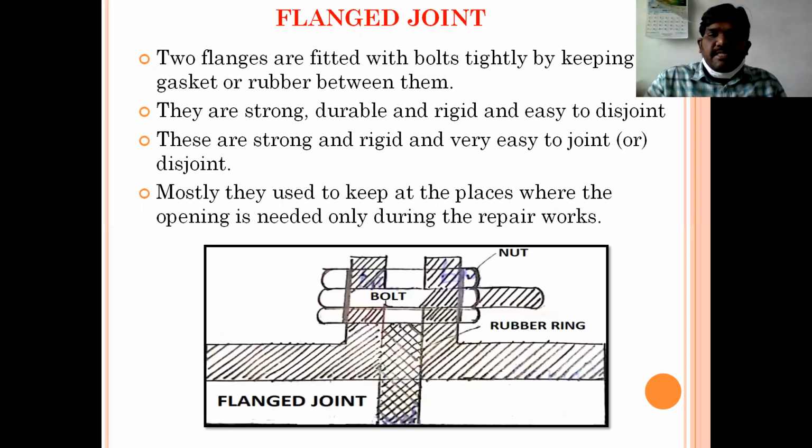The next one is the flanged joint. See your flanged joint, what is it? Two flanges are fitted with bolts. This is the bolt, and this is the nut. They are tightened by keeping a gasket or rubber ring between them. The screw is fitted with a bolt, and in between these two flanges, one rubber ring is placed.